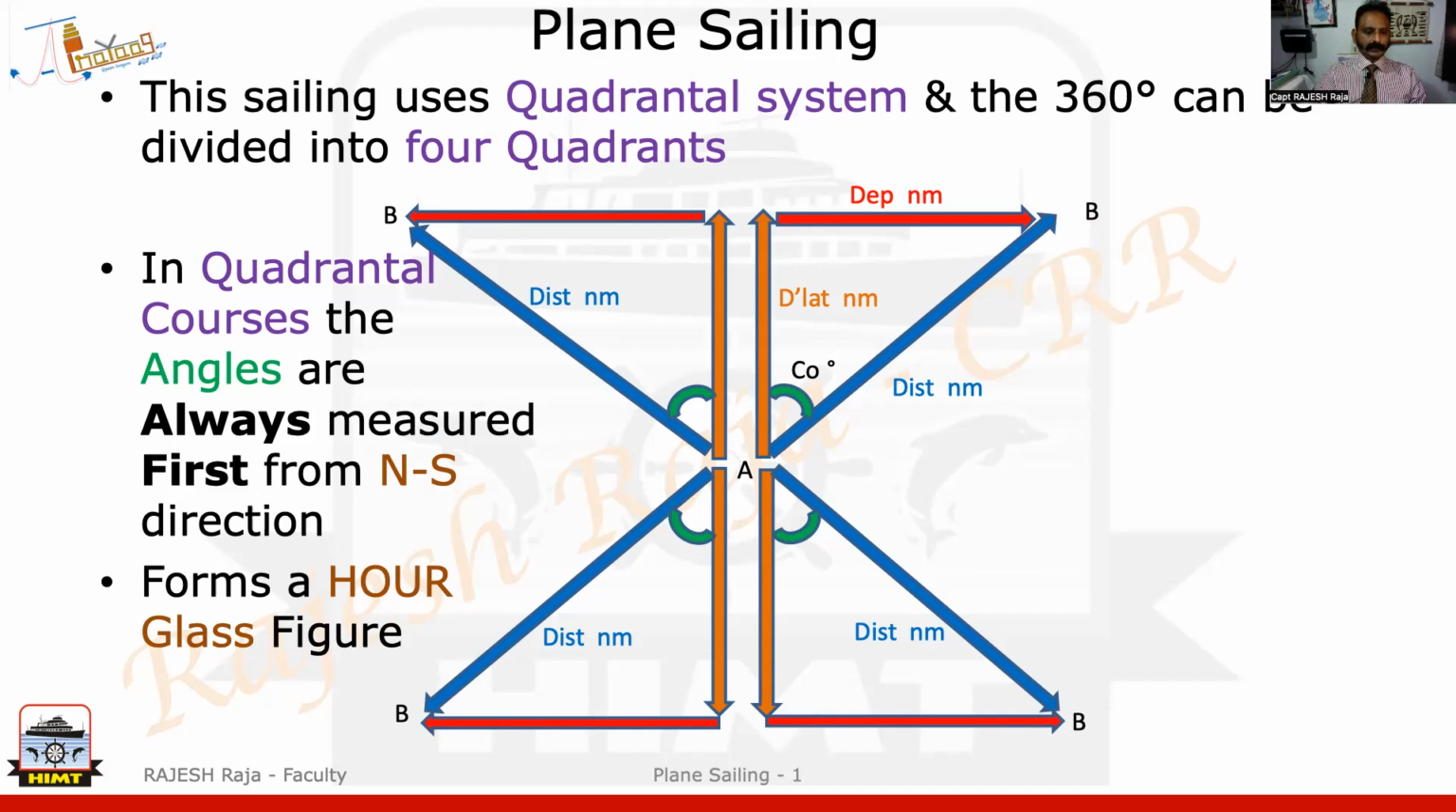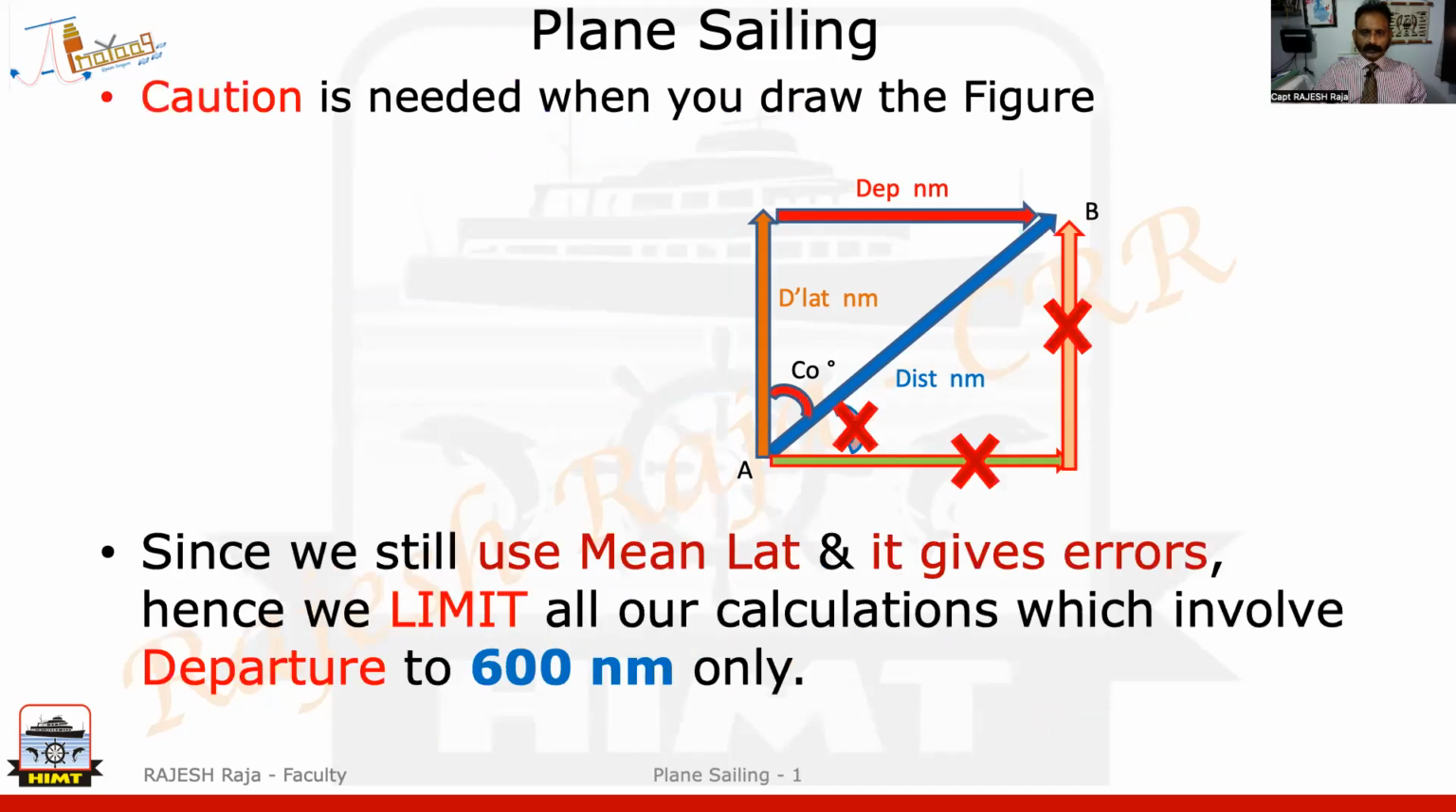And as a recap, in the last sentence, I've clearly written it forms an hourglass figure. There are possibilities of making mistakes, which I told you last time also. So I'm going to just quickly recap on that. While drawing the diagram, if you forget this hourglass figure, you can draw the triangle completely wrong. That means you will put the east-west distance first, and then the north-south. That means you have measured the angle with reference to the east-west. No, that is wrong.